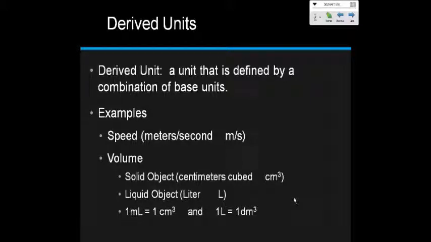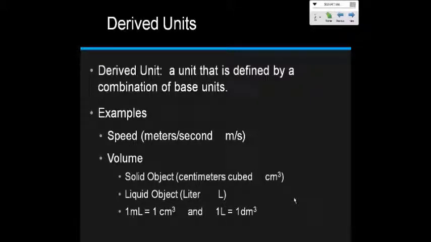Volume. For solid objects, you have centimeters cubed. So you're putting centimeters together 3 different times. This was only one type of unit, but you have centimeters times centimeters times centimeters. And the reason our volume is centimeters cubed is because if you'll remember, to get volume, we do length times width times height. So it's centimeters times centimeters times centimeters.